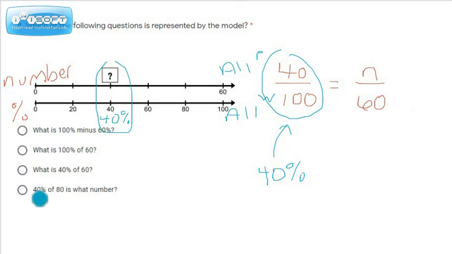but let's make sure we eliminate that last one. 40% of 80 is what number? Now, I don't even see 80 anywhere in here. And even if we were going to fill in like this, if this was 10, 20, 30, 40, would that work? That wouldn't work. We really have to use proportions to map this out.